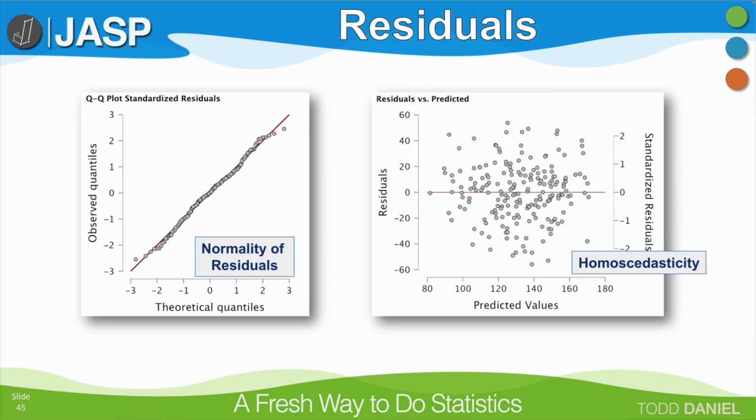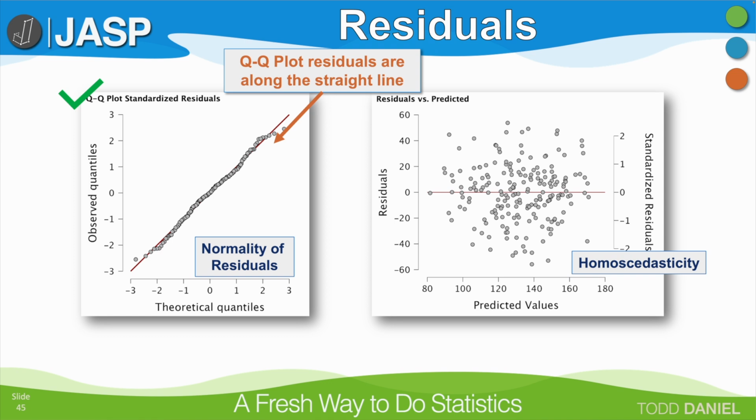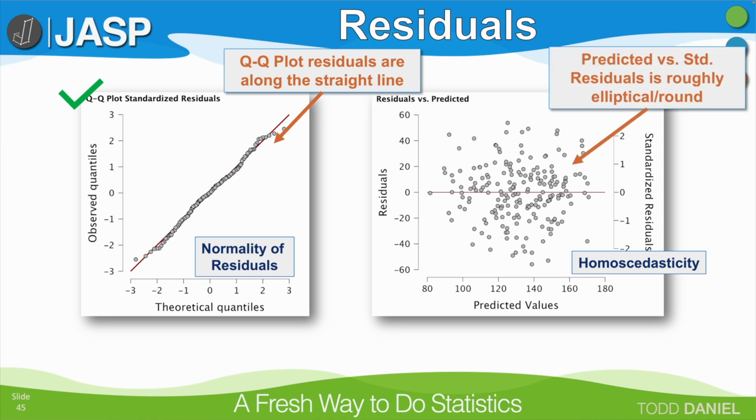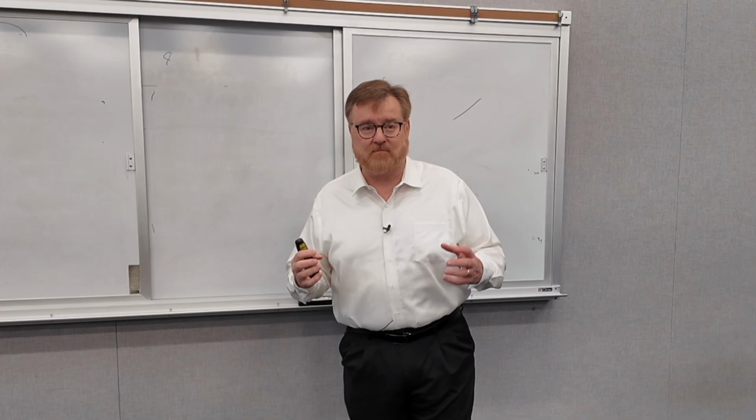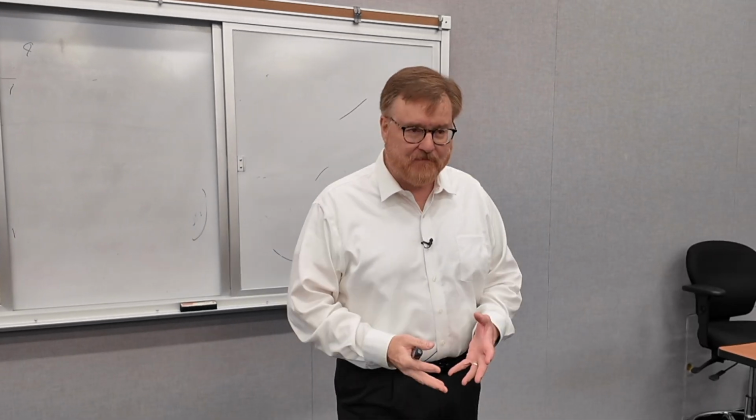In our residual statistics, we see there is normality of the residuals as indicated by the QQ plot. All of the dots are on that diagonal line. And we also see with our residuals versus predicted plot, a roughly elliptical or round shape of those dots. So we did not have an issue with homoscedasticity. Both of these represent good news in that the assumptions for this model have been met.